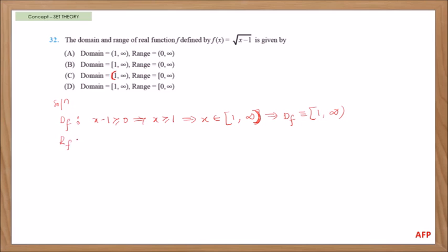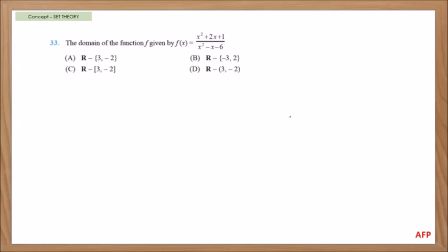How do you find the range? You can substitute the first value. F of 1, if you substitute, is square root of 1 minus 1, which is 0. So the initial value is 0 and the final value is infinity. So you can say that f of x will belong to [0, infinity). The minimum value is 0, and this is the maximum. Therefore, the range of f is nothing but [0, infinity), or you can directly predict it, whatever the value of x, it cannot be negative. Next question.